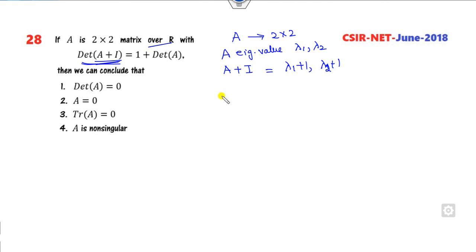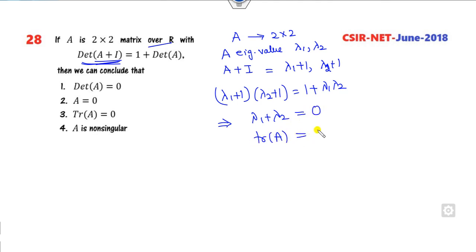How can you find the determinant? That is the product of the eigenvalues. The right hand side is the product of this. Now if you open this bracket, you will see the rest cancel out. What is that? Trace of A is 0, that is the right answer. That's a very simple, straightforward task for you.